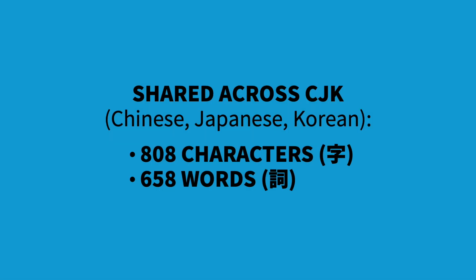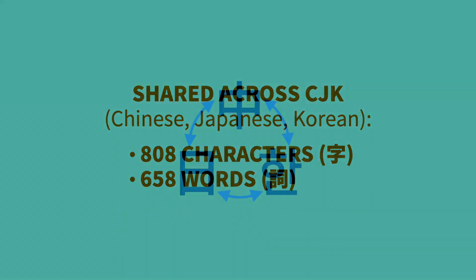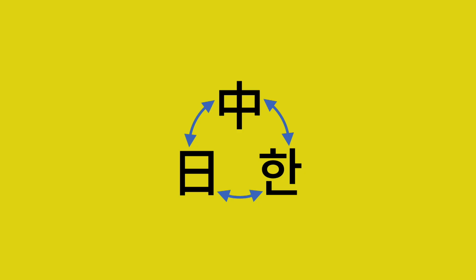Our channel has previously talked about 808 characters and 658 words shared amongst Chinese, Japanese, and Korean, and how you can accelerate your language learning by focusing on them. But what if we told you that you could speed up your learning even more by using certain principles that allow you to convert between the different languages?